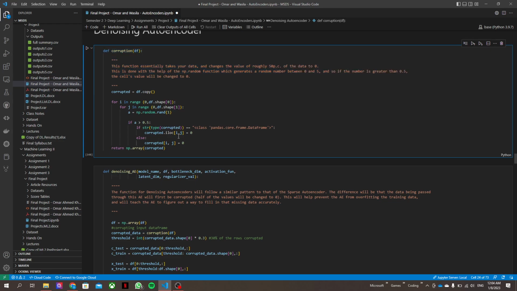a random number between 0 and 1. And if that number is greater than 0.5, I will replace the corresponding cell's value with 0. Essentially, I'm iterating through all the cells, and at each cell, I'm generating that random number. And again, if that random number exceeds 0.5, that cell's value is replaced with 0. This is essentially the corruption that I'm performing in that data set. After that, we come on to denoising autoencoders.